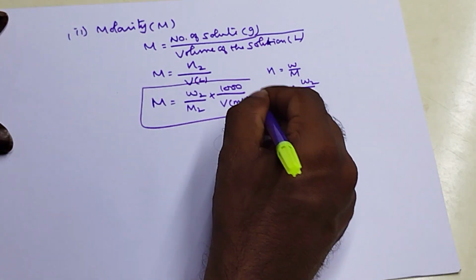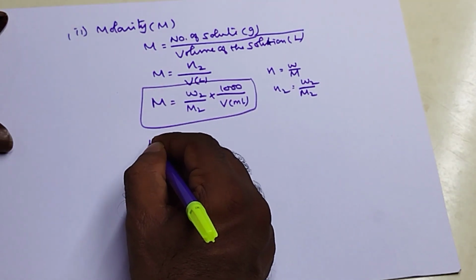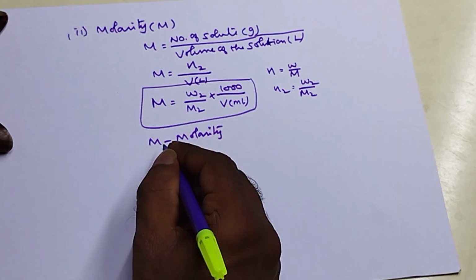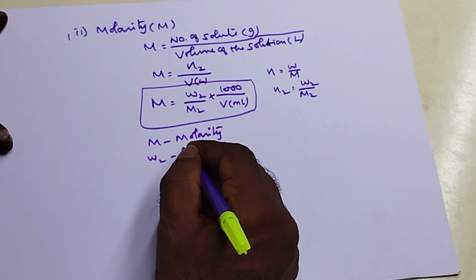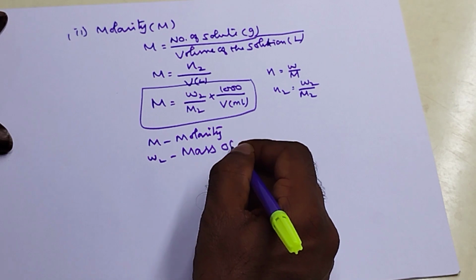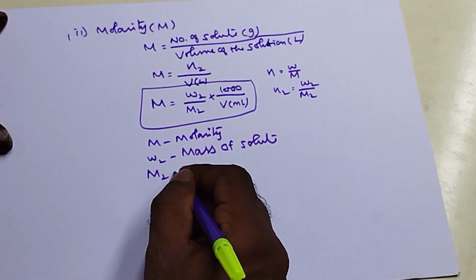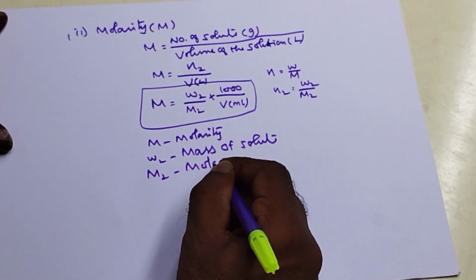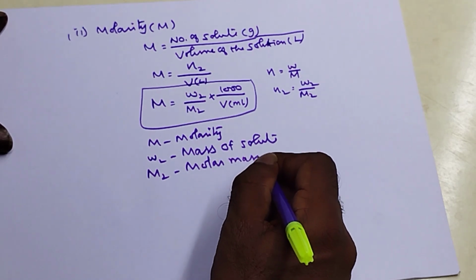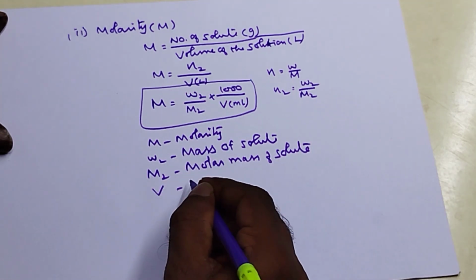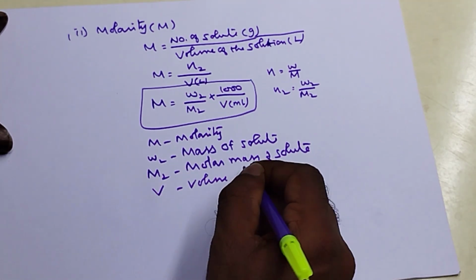This is the formula. Now we can define all the terms. M stands for molarity, W2 stands for mass of solute, and the capital M2 is the molar mass of solute, and V stands for volume of the solution.